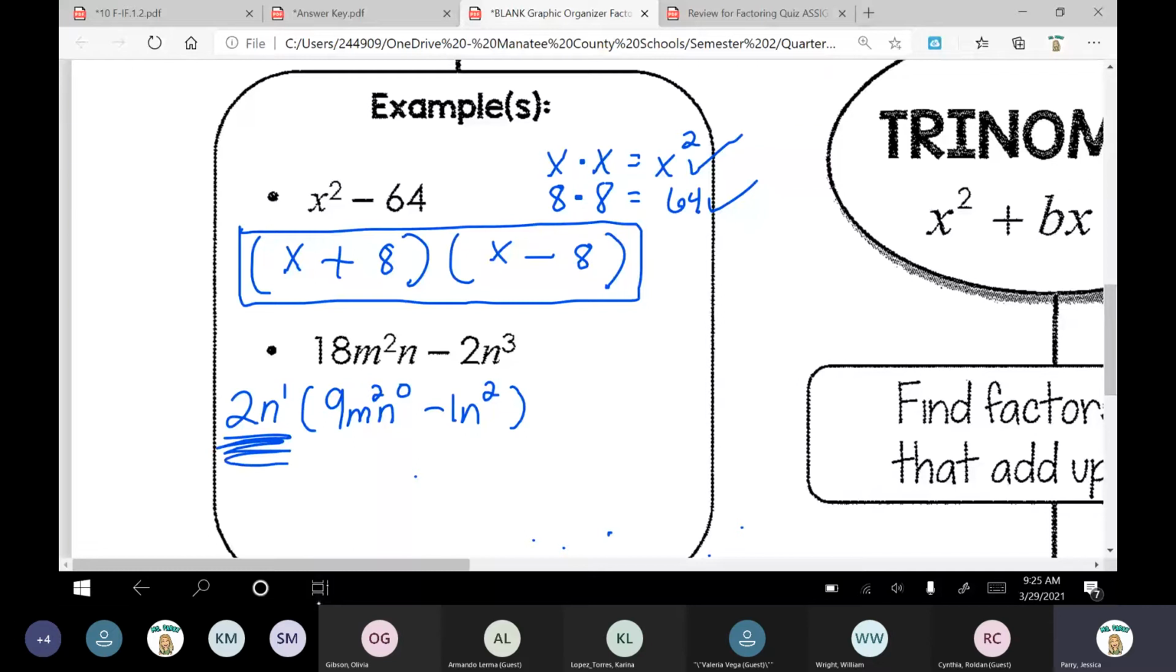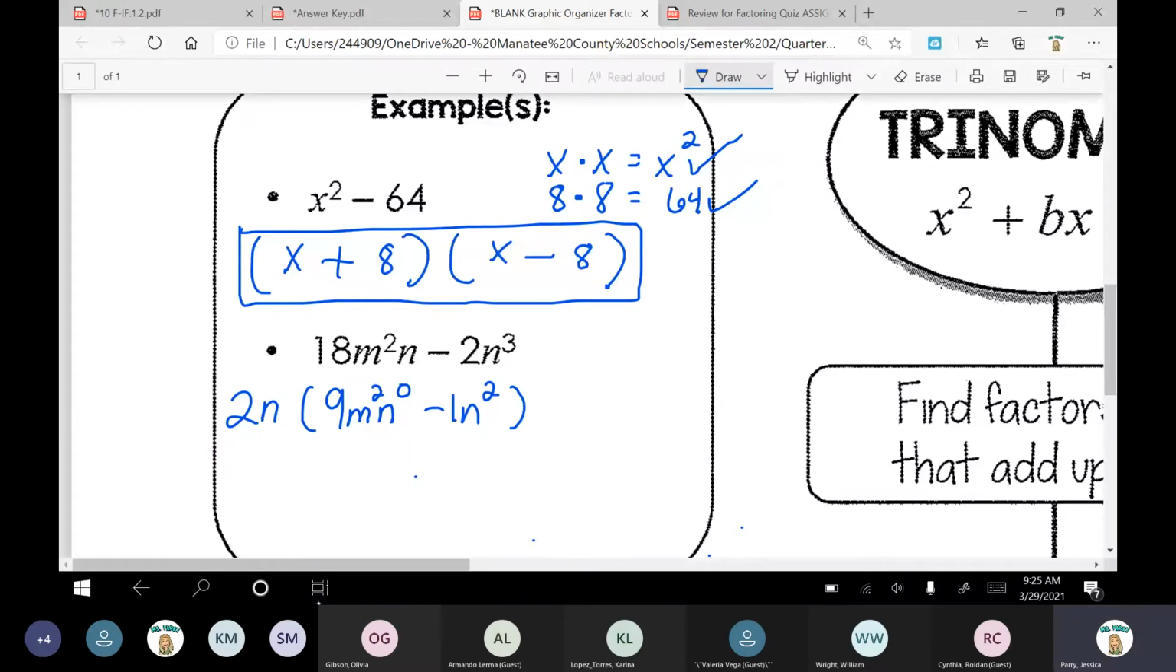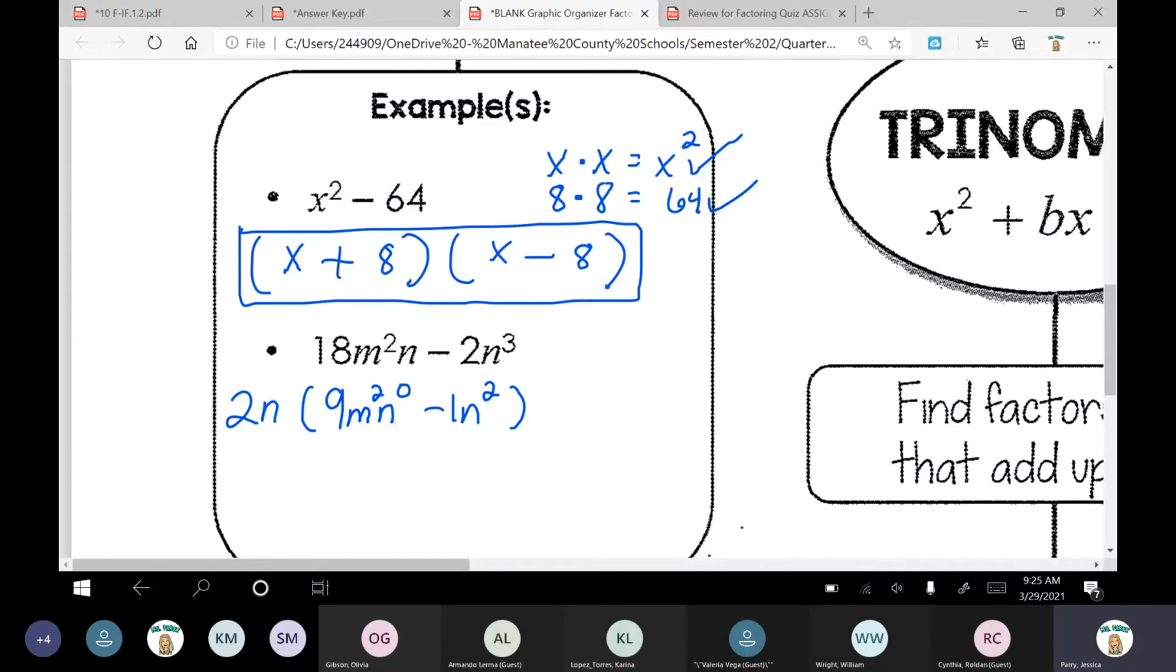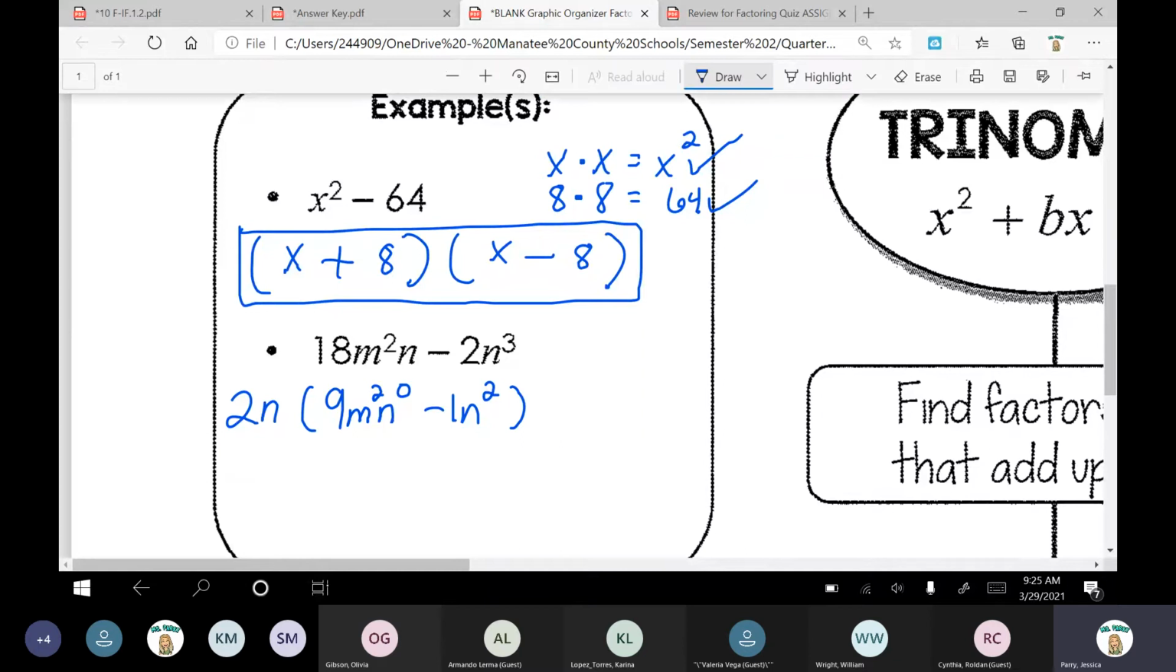This first one, we can erase that exponent of 1 because it's invisible. Okay, and if you can factor it out without putting the 1 there, that's fine too. I don't need you to write it down and then erase it. You can just go straight to the answer.